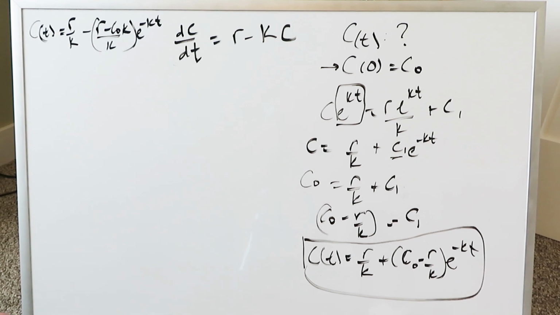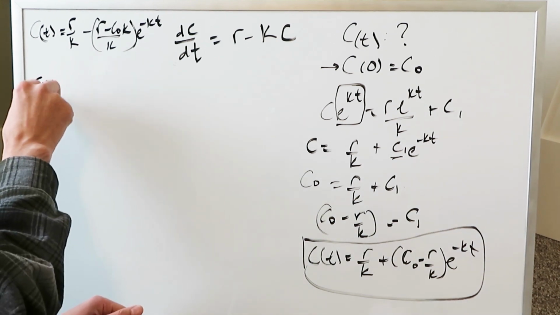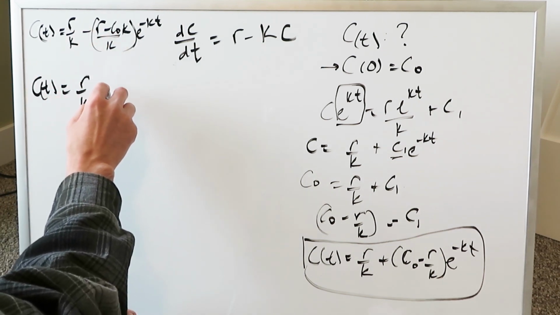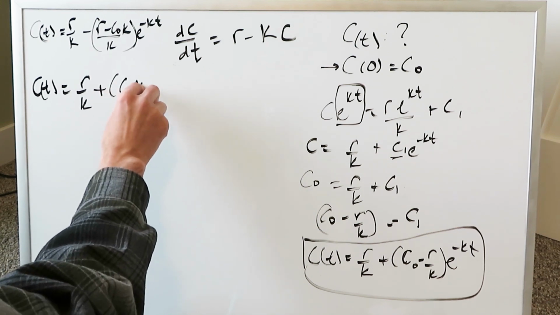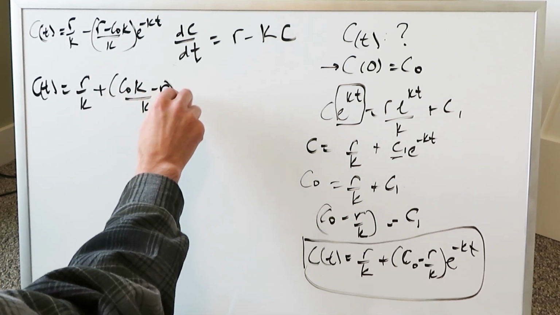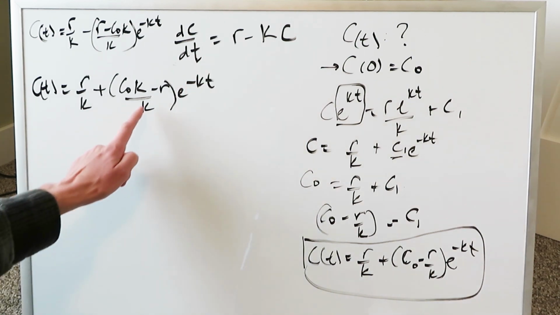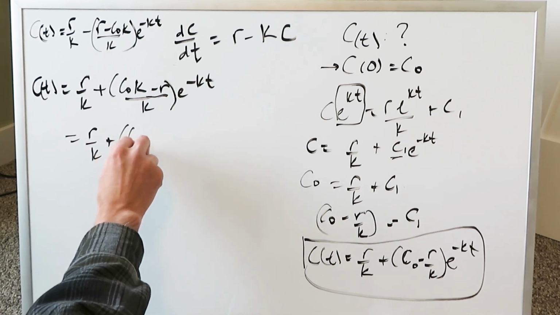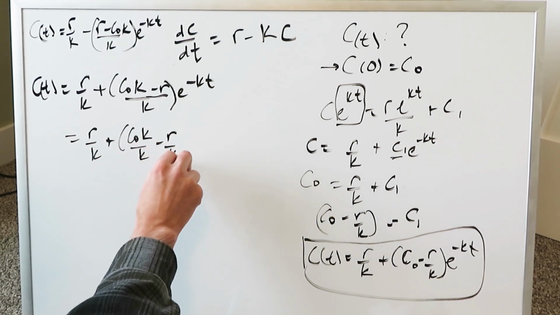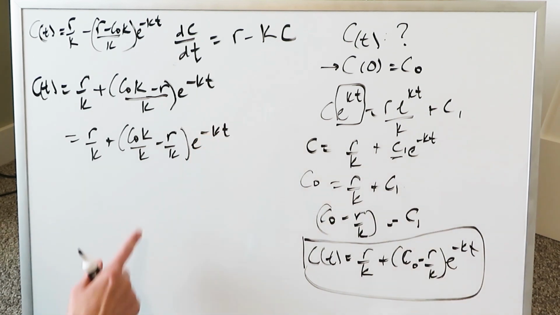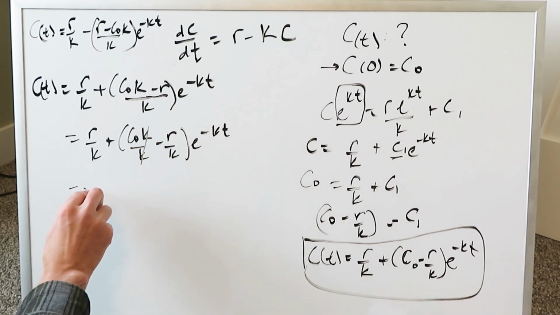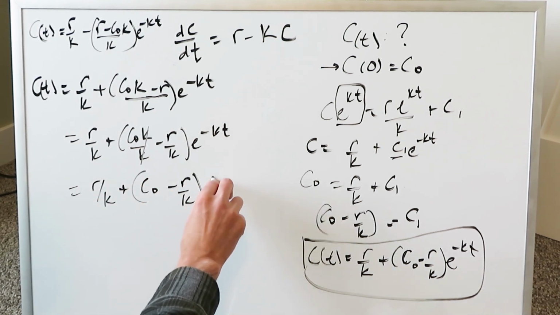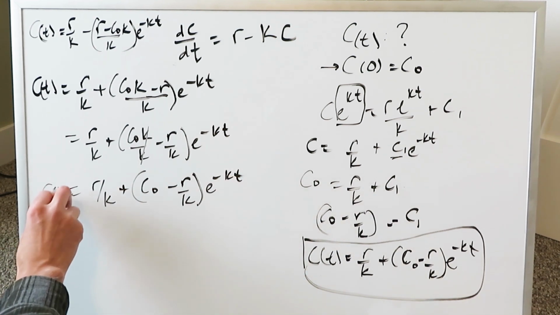Open this up right over here. When you open this up, you're getting concentration with respect to time is equal to r over k, hit the minus with everything you see over here. You'll have a plus initial concentration times k minus r over k e to the power of minus kt. Separate these out into their individual denominators. This is equal to r over k plus c0 k over k minus r over k e to the power of minus kt. This k and that k cancel out. You'll have r over k plus initial concentration minus r over k e to the power of minus kt. Concentration with respect to time is equal to that.